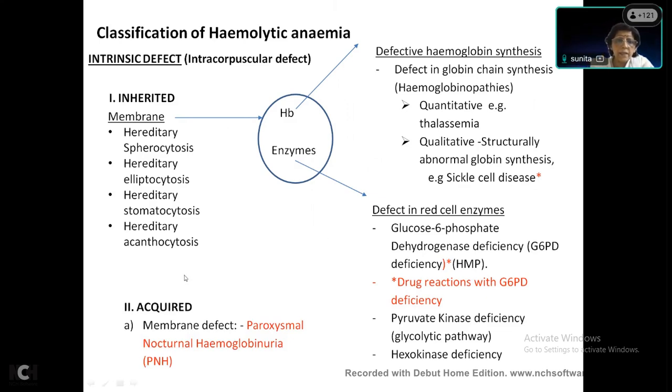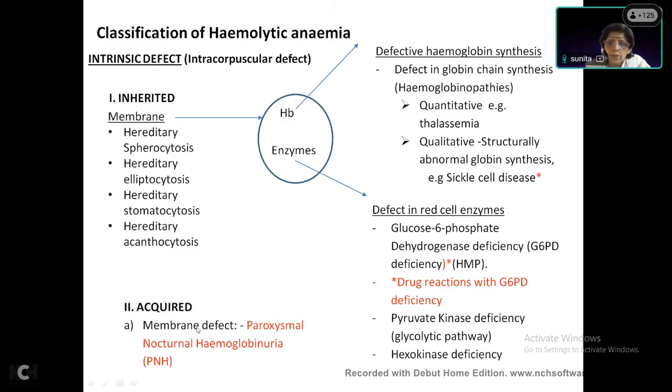The second is the acquired. Now, this is the only exception, that is PNH, in which there is a membrane defect, but it is an acquired condition. So, if I summarize the intracorpuscular defects: because of the membrane, the commonest is hereditary spherocytosis. In hemoglobin, the globin chain defect can be either quantitative or qualitative. Then the defect can be in the red cell enzyme. The commonest is G6PD.